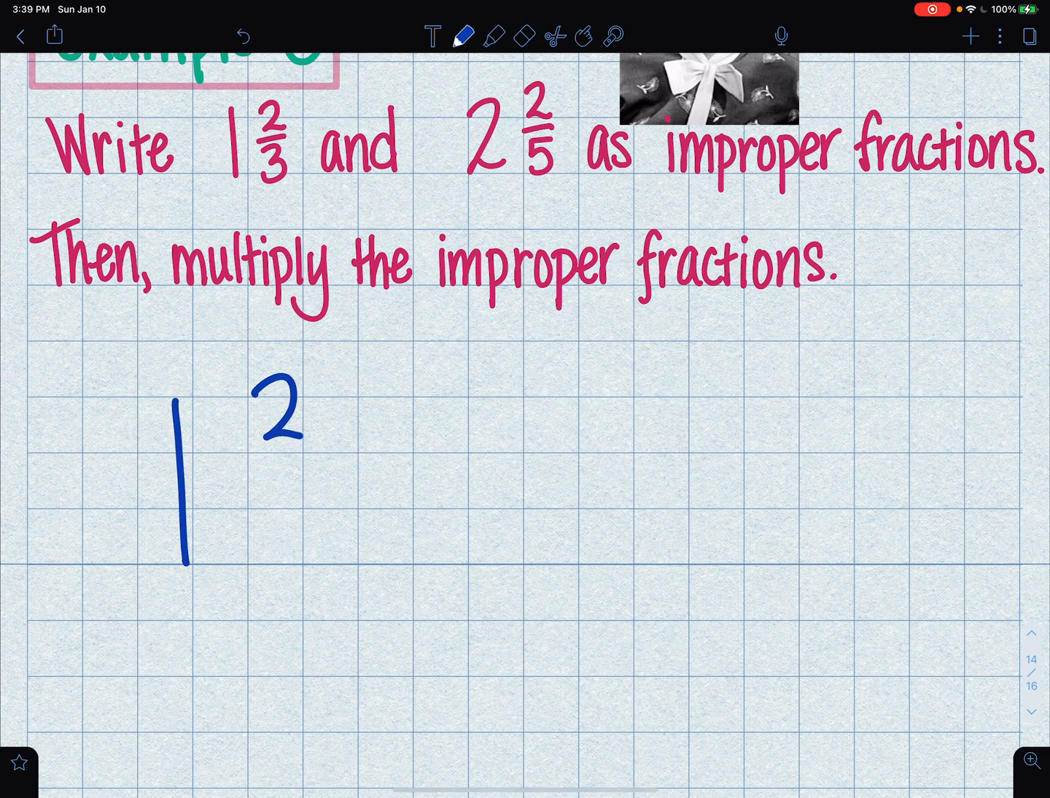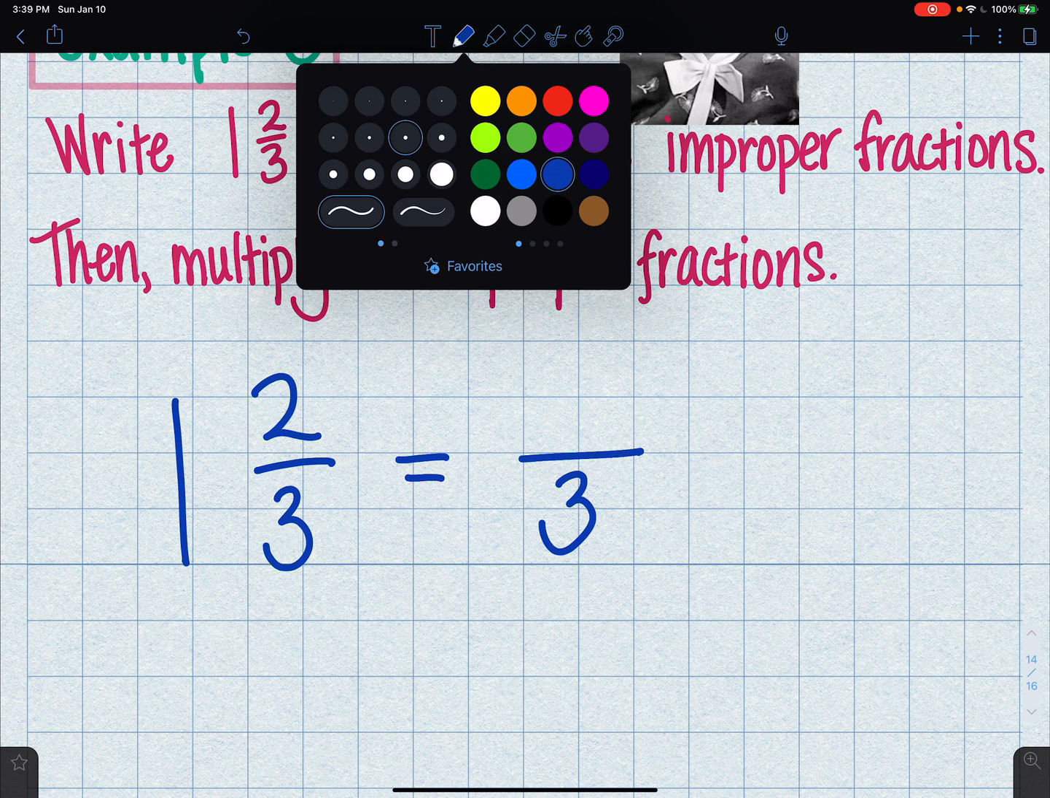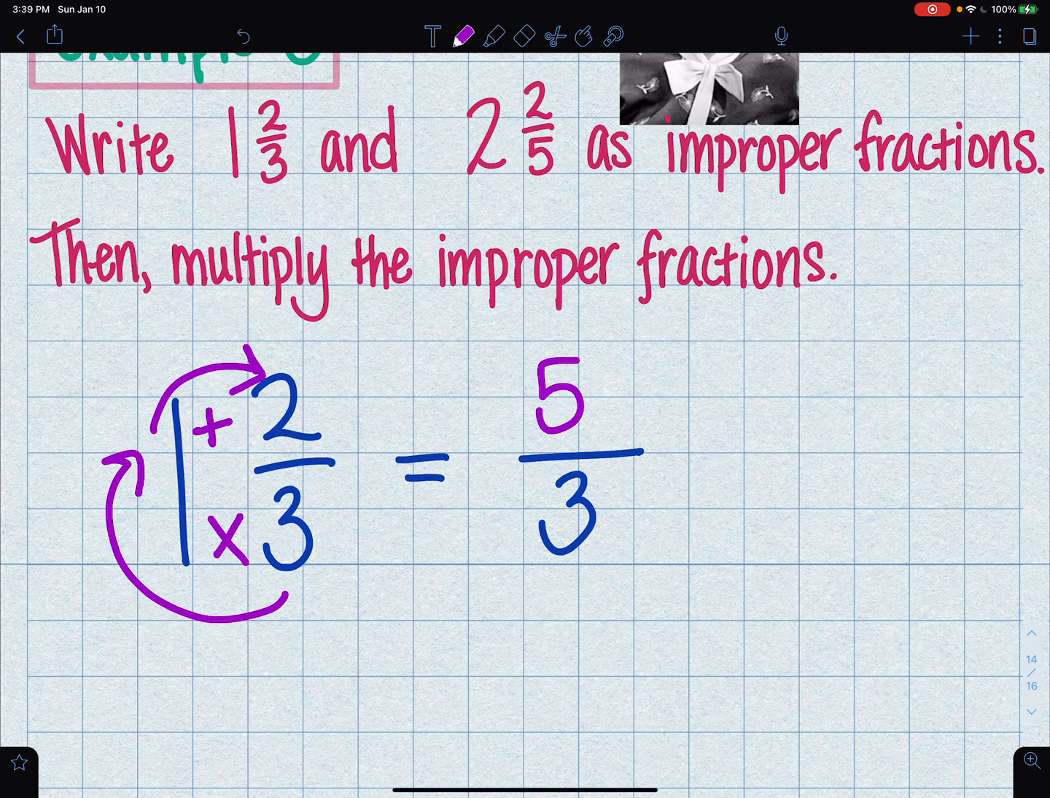1 2/3. Now I know that that is going to be something over 3. And then I'm going to do 3 times 1 is 3. So I'm coming around. 3 times 1 is 3. 3 plus 2 is 5. So 1 2/3 is the same as 5/3. Okay, what about the next one?